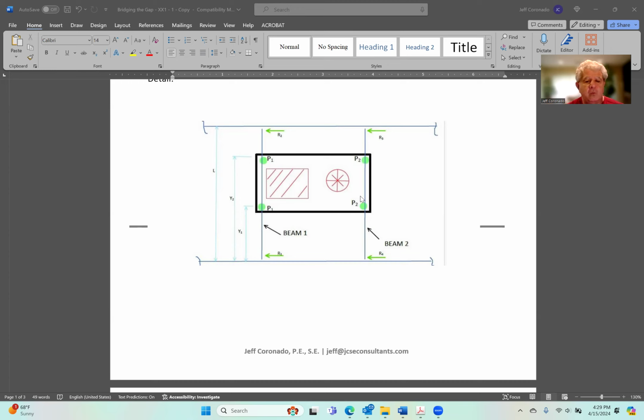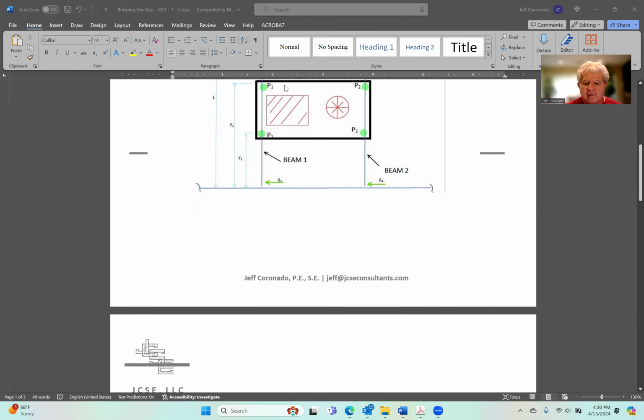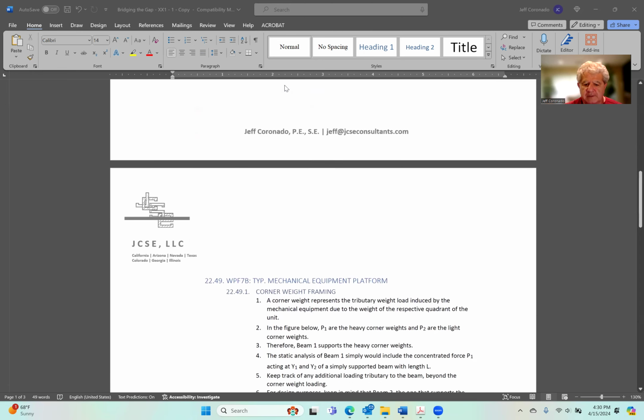Now, keep in mind there is also a platform, a curb, which has some weight that you will also need to account for. But we're not getting into that here, since right here all we're covering is the corner weights. I think we'll cover that in the second session for this particular detail.